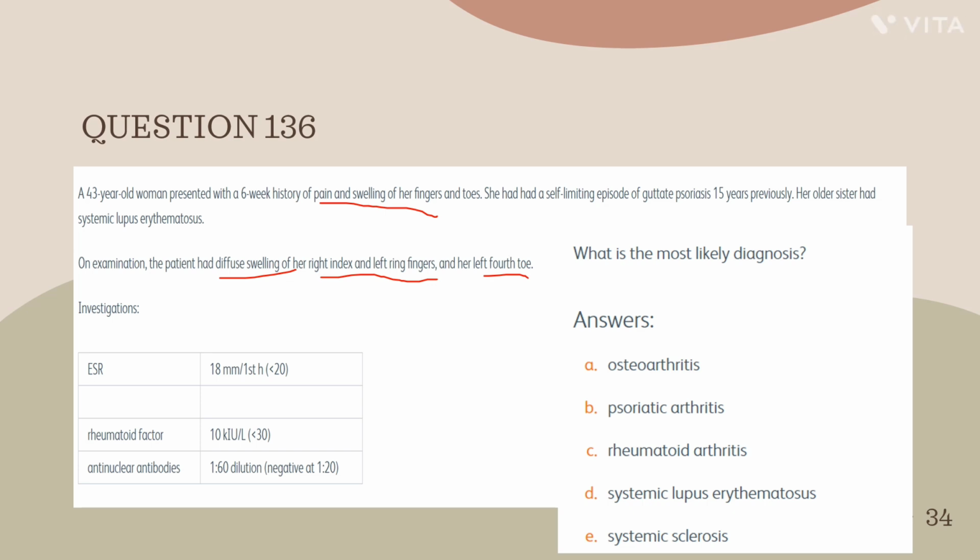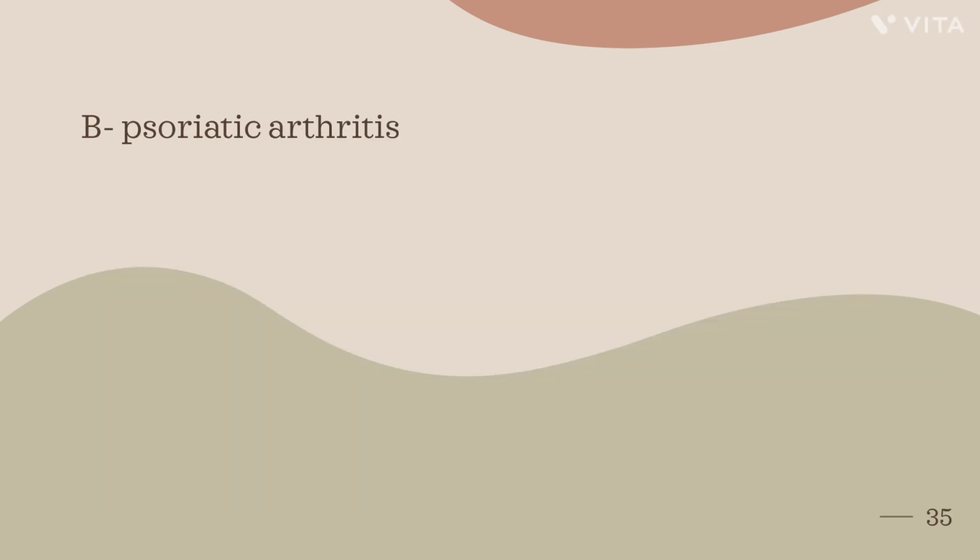SLE can have synovitis, SLE can have rash. Okay, and ANA is also not that high. ANA is not specific for SLE. Rheumatoid factor is low. Again, even if rheumatoid factor is negative, you can have rheumatoid arthritis. Doesn't mean it's not rheumatoid, but here it can be psoriatic arthritis, because there is diffuse swelling, small joints are affected, multiple joints are affected. And she also had a self-limiting episode of guttate psoriasis previously. So it is psoriatic arthritis.